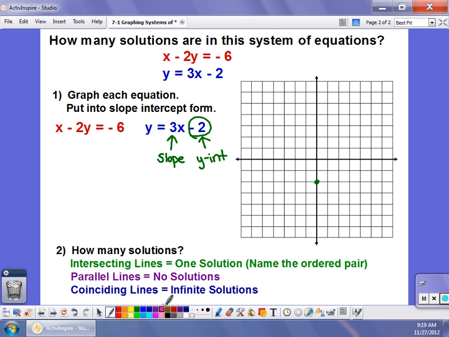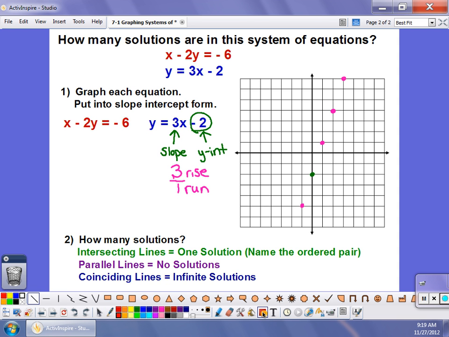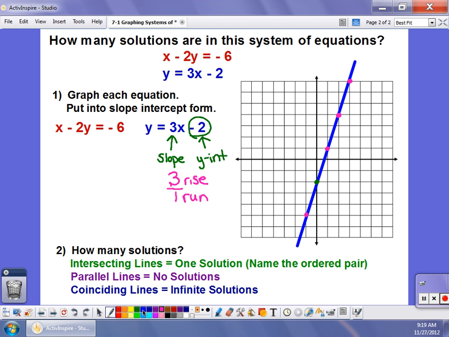Then we're going to use our slope to help us out. Our slope is 3, which if we think of that in terms of rise over run, it means we have a rise of 3 and a run of 1. So from this starting point, we're going to go up 3 places and to the right 1. We're going to rise 3 and run 1. And I'm going to keep putting on some points in order to help me make a line so that I can make it nice and straight and see where this all fits together. So I'm going to connect those dots using a straight edge. And now I'm ready to graph my second line.